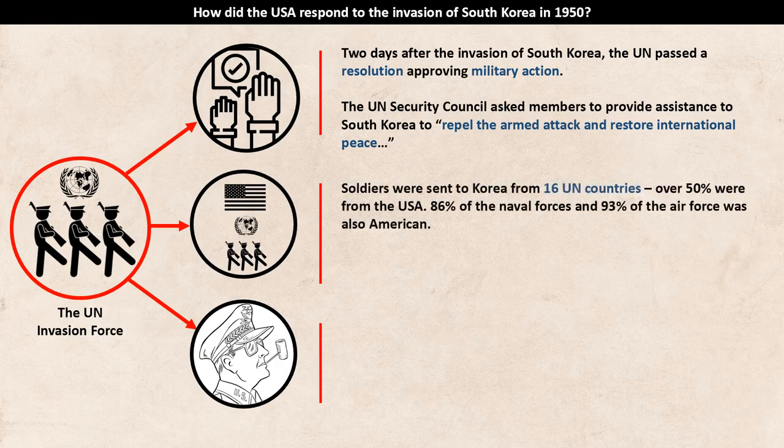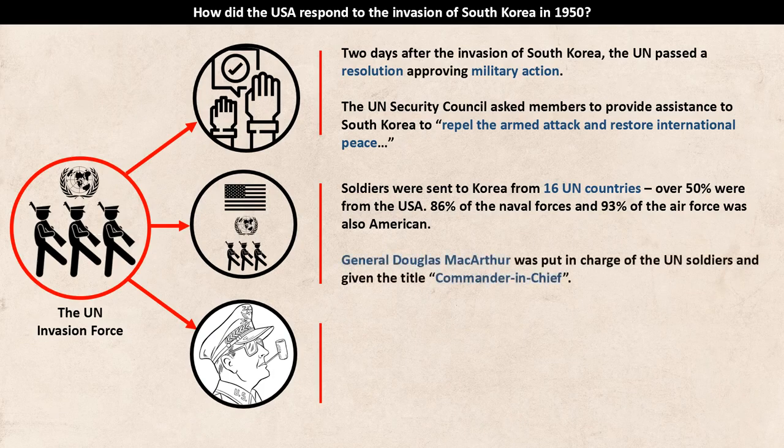Now, soldiers were sent to Korea from 16 different United Nations countries. But really in this conflict, the United Nations is made up mainly of American forces. Over 50% of the United Nations forces were from the USA, 86% of the naval forces, so ships and sailors, were also American, and 93% of the Air Force was American too. An American general, General Douglas MacArthur, was put in charge of the United Nations soldiers, and he was given the title Commander-in-Chief.